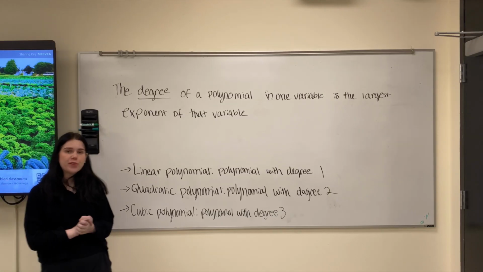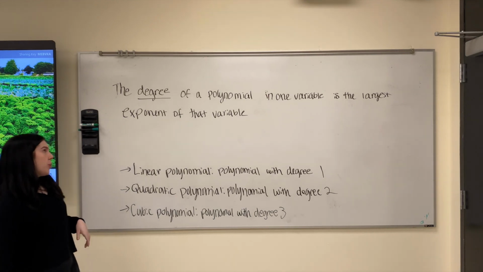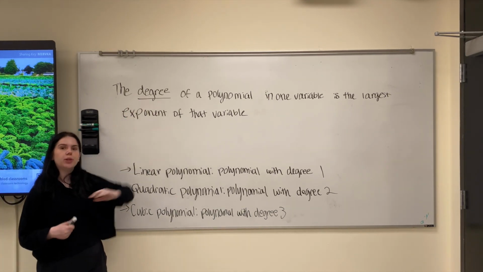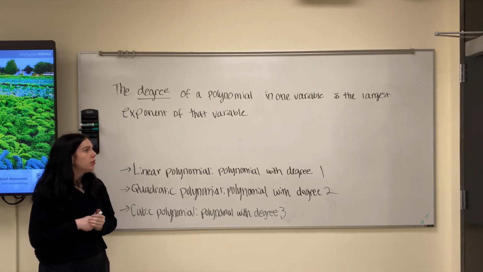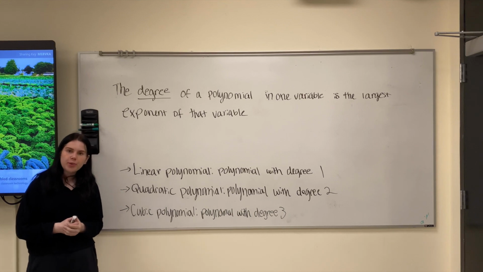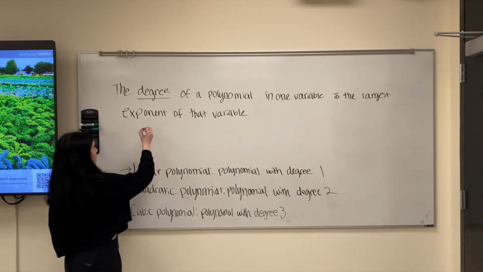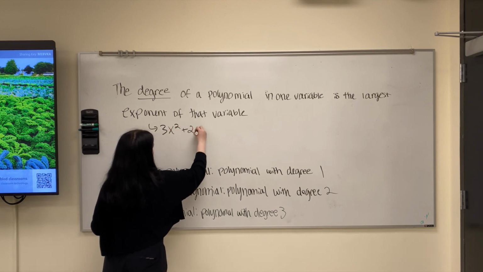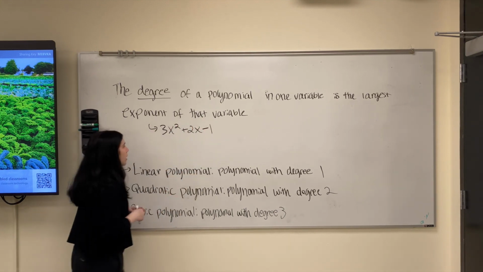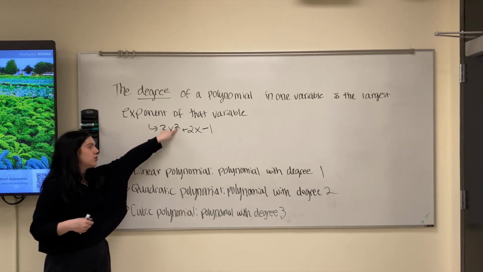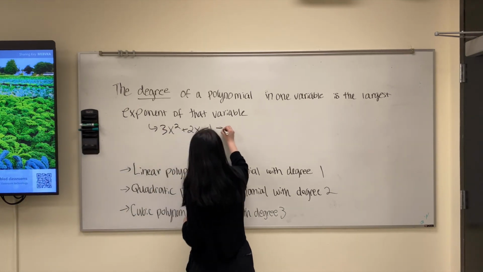We're going to go over a few more definitions. So the first definition that we're going to talk about is the degree of a polynomial. The degree of a polynomial in 1 variable is the largest exponent of that variable. So for example, if we have the polynomial 3x squared plus 2x minus 1, the largest exponent of the variable x is 2. So this polynomial has degree 2.